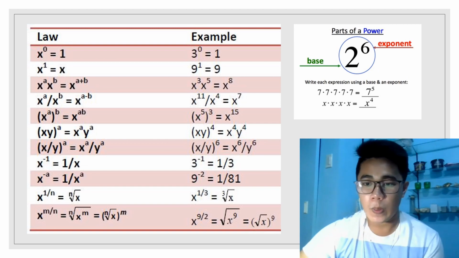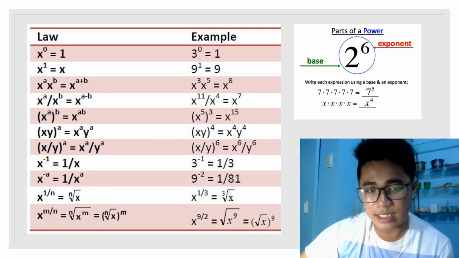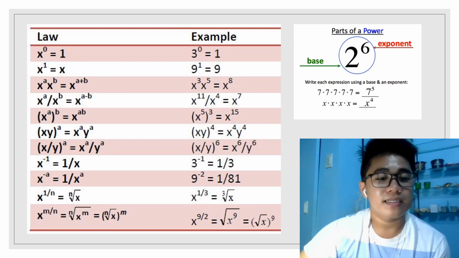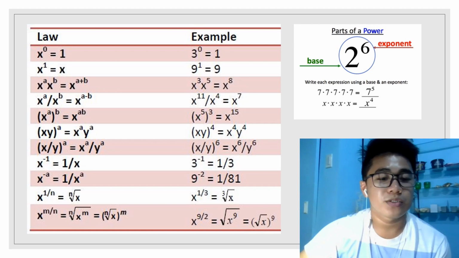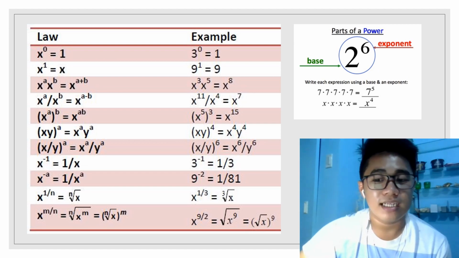So, the same goes with x to the power of m over n, wherein yung n is again is our index and yung m naman is kasama ng radicand natin, okay, which is the x. So, n square root of x to the power of m. So, kung ano man yung numerator, yun yung magiging exponent ng radicand sa loob ng radical sign.